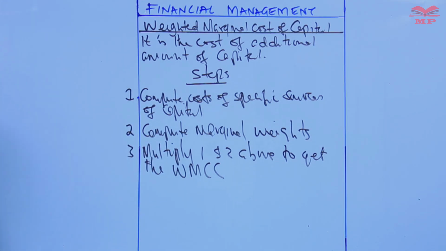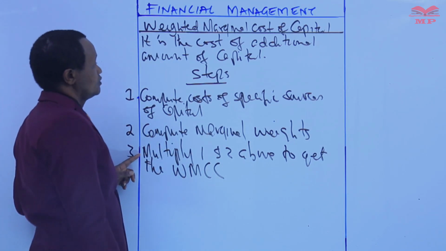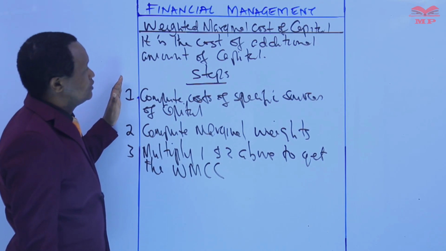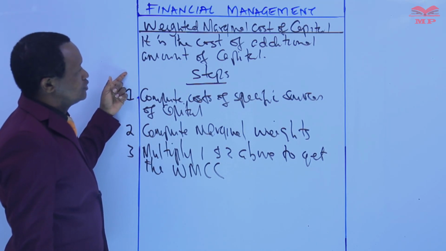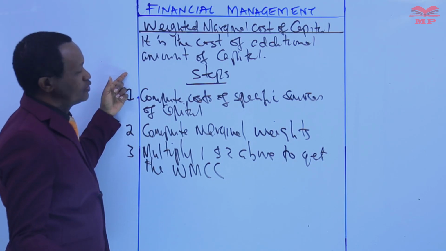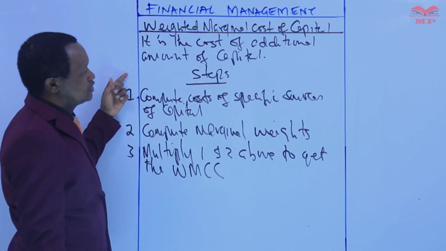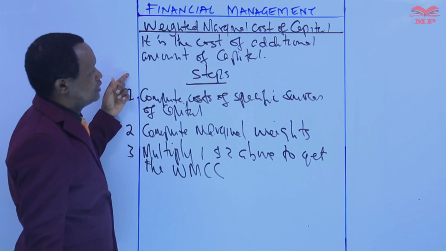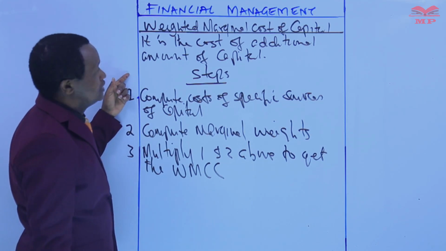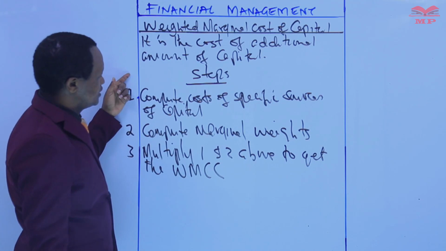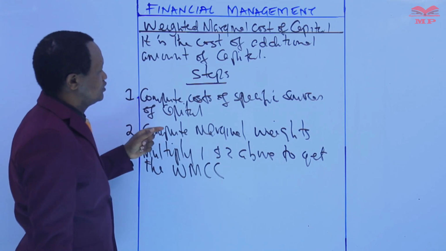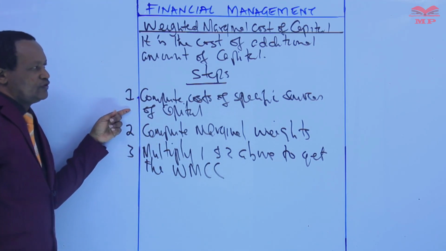I was at point number 3. We are studying the subtopic weighted marginal cost of capital. We've defined weighted marginal cost of capital as the cost of additional amount of capital. If a company desires to raise additional amount of capital, that capital comes at a cost. The calculation of the additional amount of capital is what you are referring to as the weighted marginal cost of capital, and there are just 3 steps. Step number 1 is to compute the cost of the specific sources of capital.